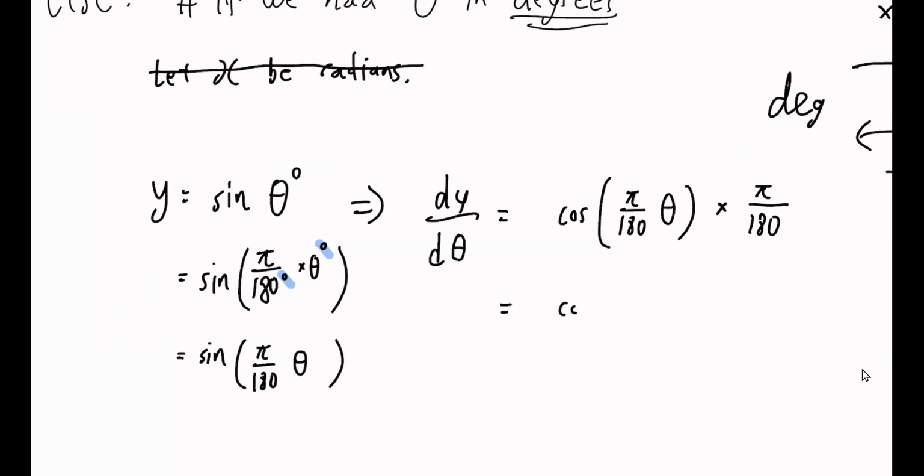Okay. But if you want, you can replace this back with the original unit, which is theta degrees times pi over 180. Very rare, you will not usually be asked this. The angles will usually be in radians.